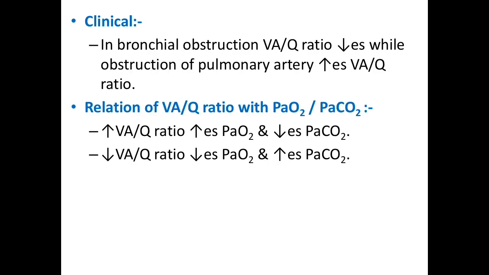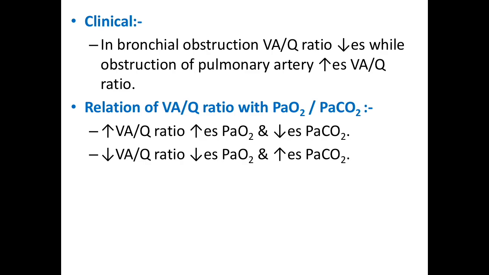Now let us talk about its clinical application. In bronchial obstruction, this ratio decreases. The reason is there is less amount of air because of bronchial obstruction. In case of obstruction of the pulmonary artery, this ratio increases. The reason is there is less amount of blood as compared to air.